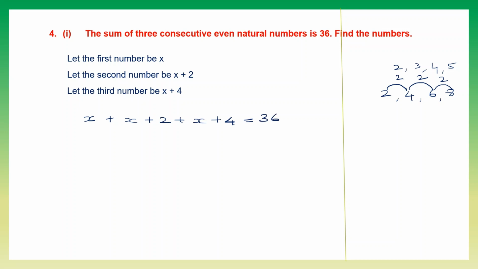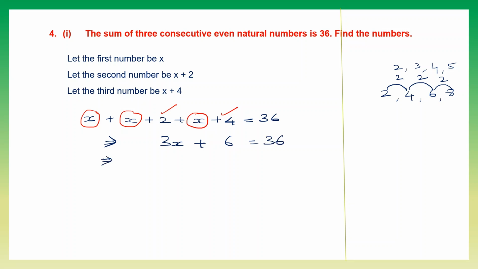So now let's take all the x terms. So I have 1, 2, 3. So that is 3x. So let me write that down. I have 3x here, 3x. And now let's look at the whole numbers. So I have plus 2 plus 4. 2 plus 4 is 6. So that is plus 6. 3x plus 6 is equal to 36.